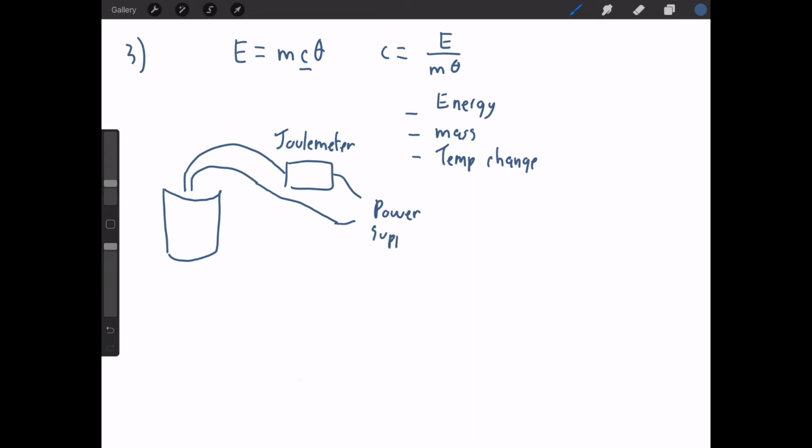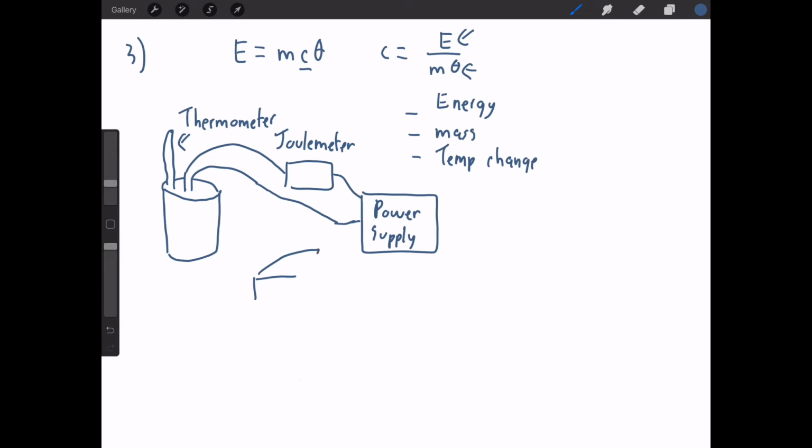You don't need the specific voltages and stuff like that. You just need to know that we're giving it some power there, and that will measure the energy going in. We also need to measure the temperature change, so we will need a thermometer. So that's great. We've now got the energy from the joule meter, and we've got the temperature change from the thermometer. Separately somewhere you will need a balance to measure the mass. So that's the first way you can do it.